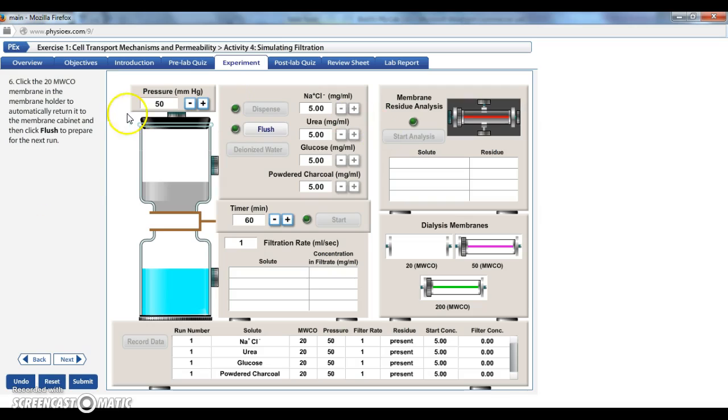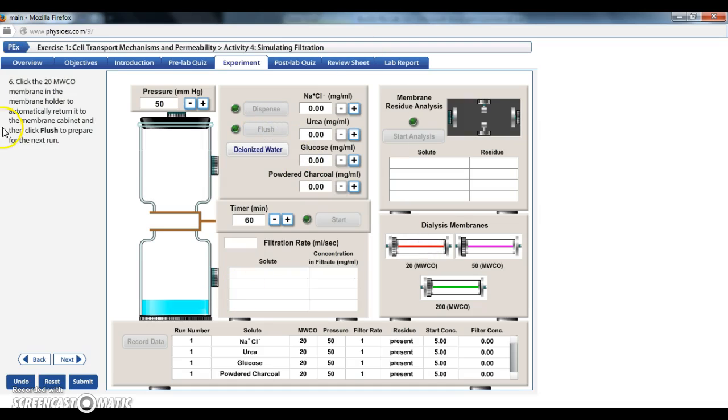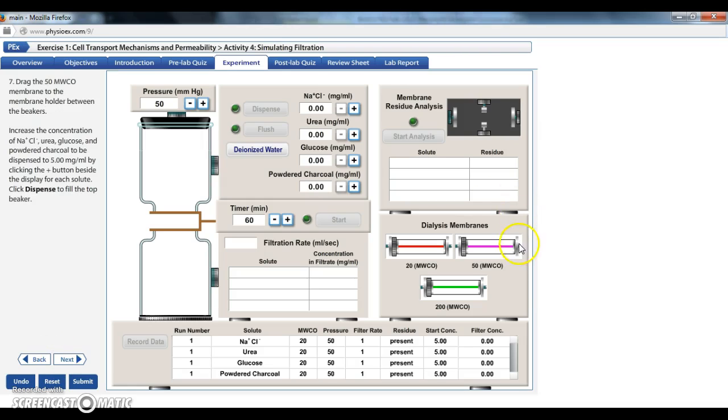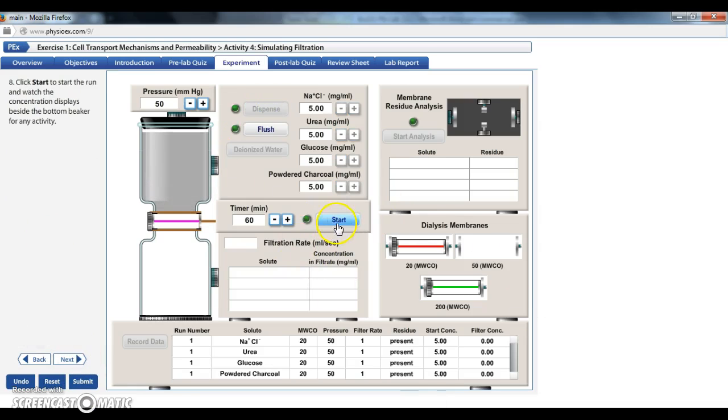So let's keep moving here. It says to put this back, flush it, and then we move on to the next one. Same thing, 5 for all of them, and dispense. Start.